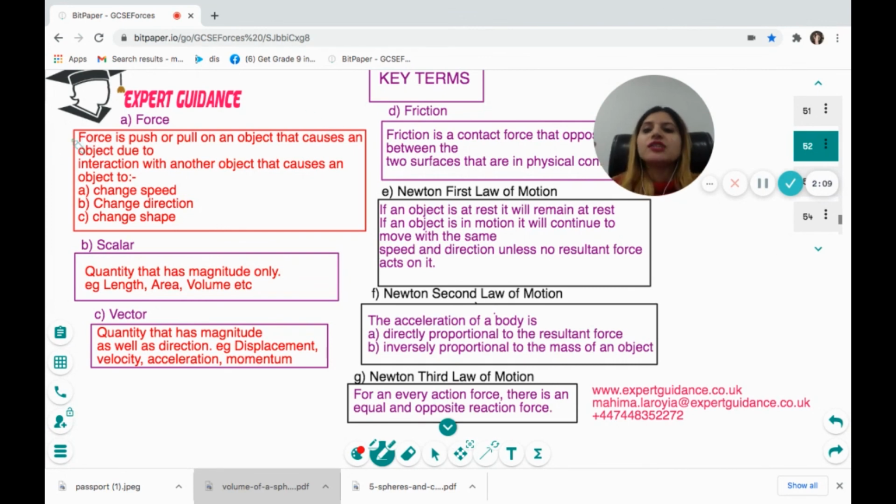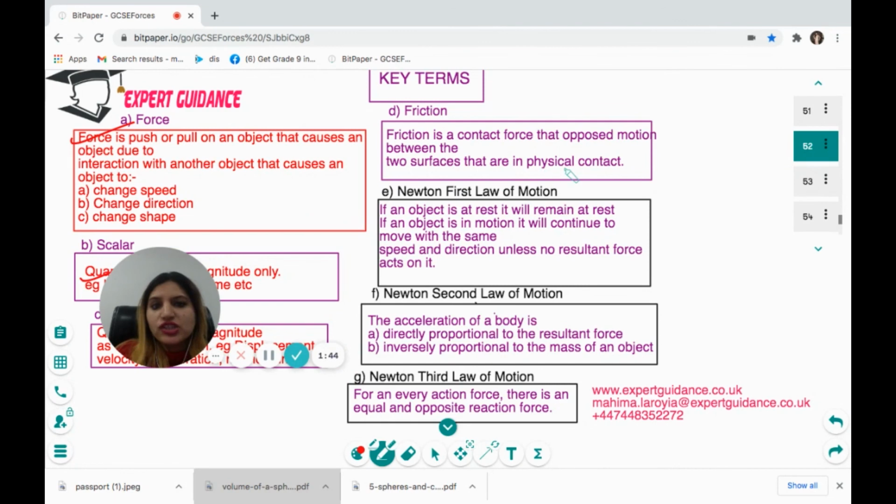Just to summarize, force is a push or pull on an object due to an interaction with another object, and it causes an object to change speed, direction, or shape. Scalar is a quantity that has magnitude only, like length, area, and volume. Vector is a quantity that has magnitude as well as direction. Examples: displacement, velocity, acceleration, momentum. Friction is a contact force that opposes the motion between two surfaces that are in physical contact.